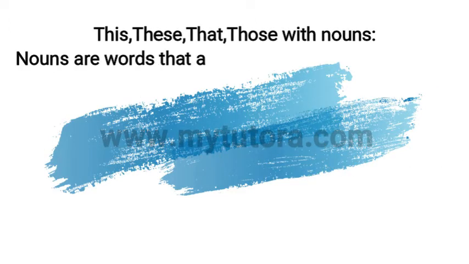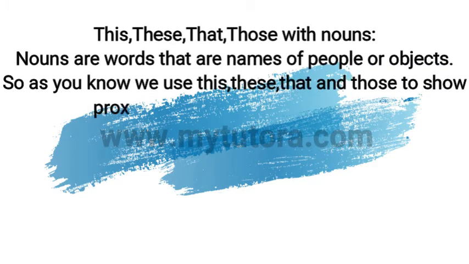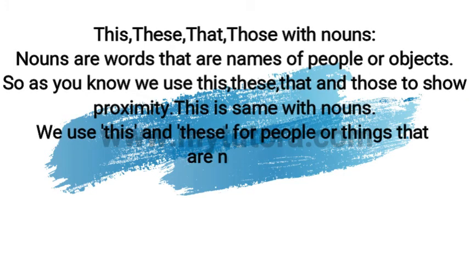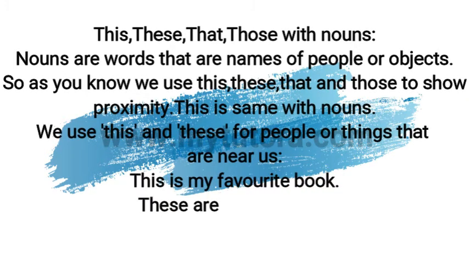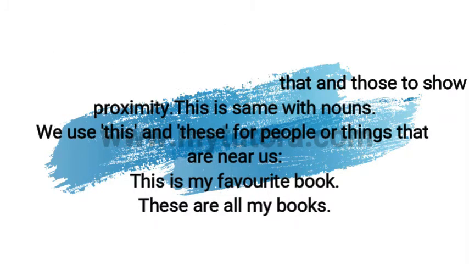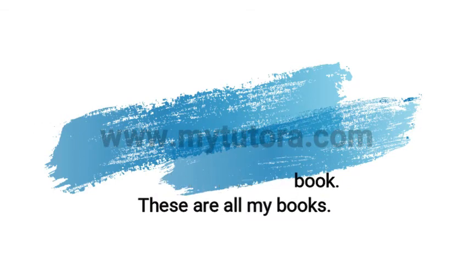Now have a look at this, these, that, those with nouns. Nouns are words that are names of people or objects. So, as you know, we use this, these, that and those to show proximity. This is the same with nouns. We use this and these for people or things that are near us. For example, this is my favorite book. These are all my books.